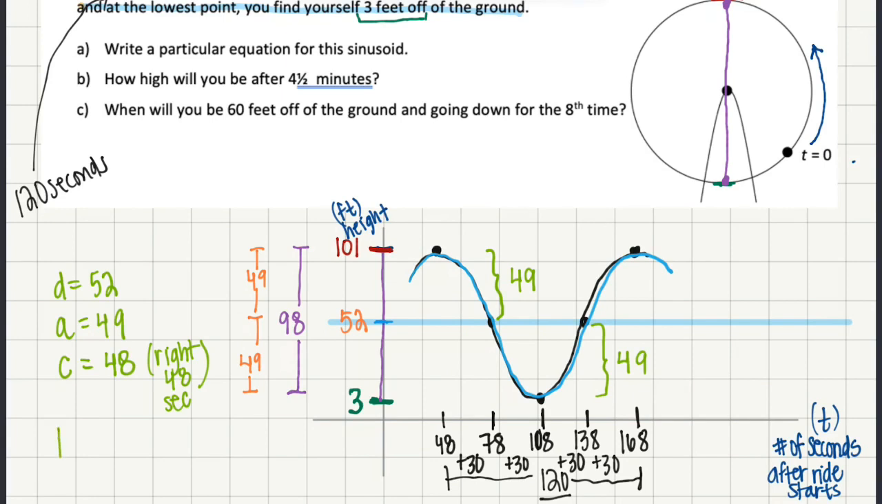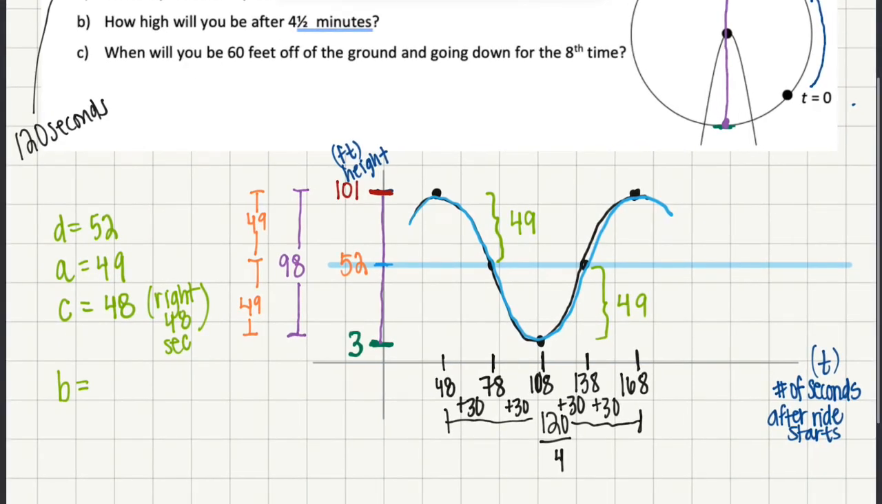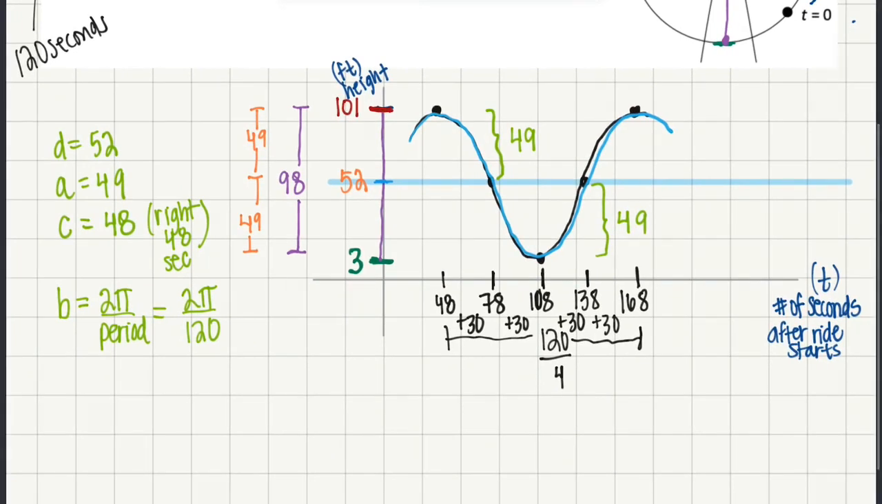And last but not least, our B value. B is equal to 2 pi divided by the period. And the period is 120 seconds. So 2 pi divided by 120. You can make that pi over 60 if you'd like, but I'm fine with it being 2 pi over 120.